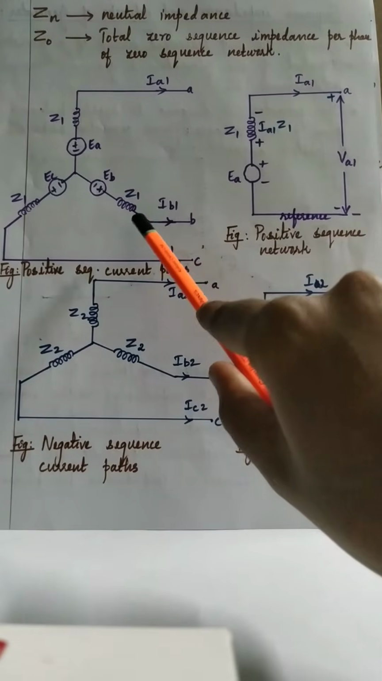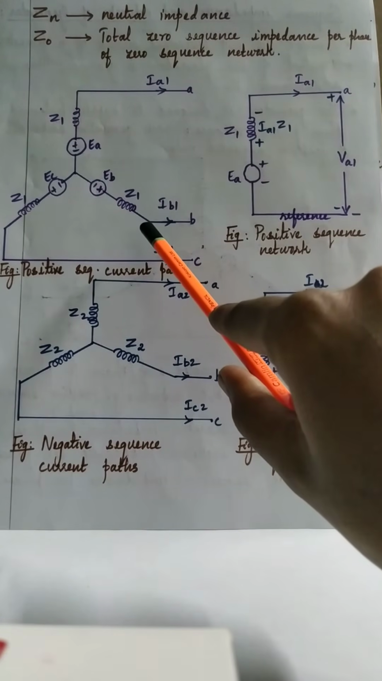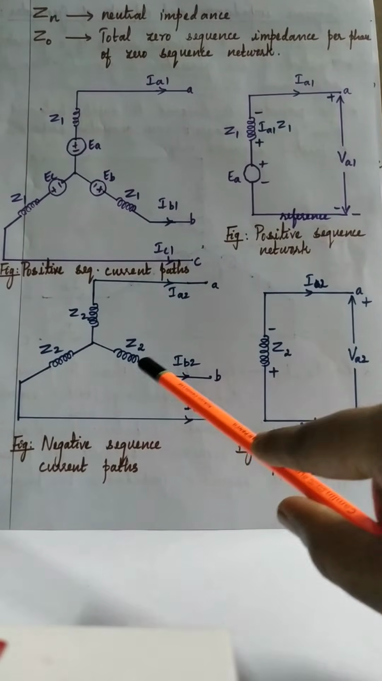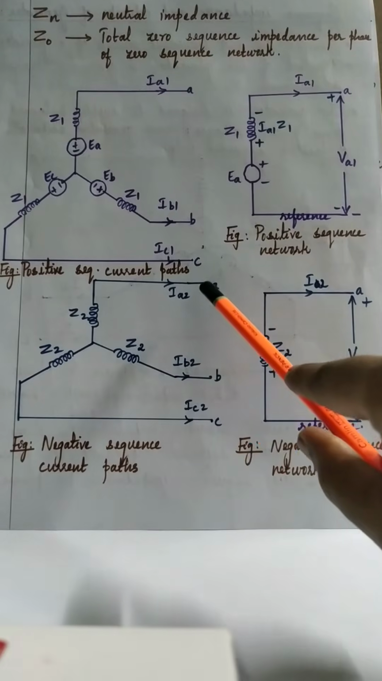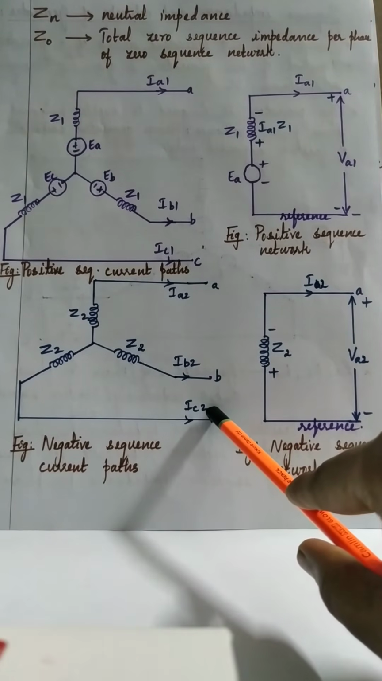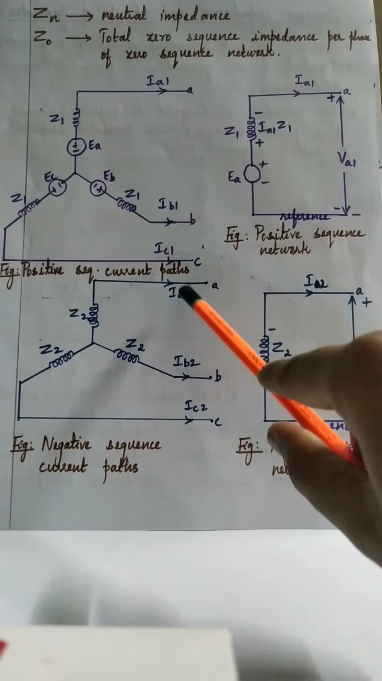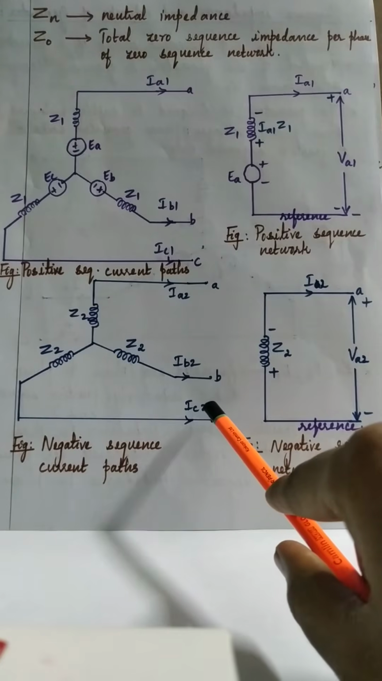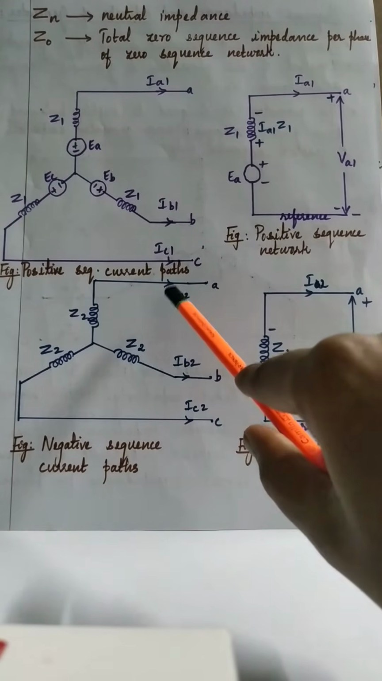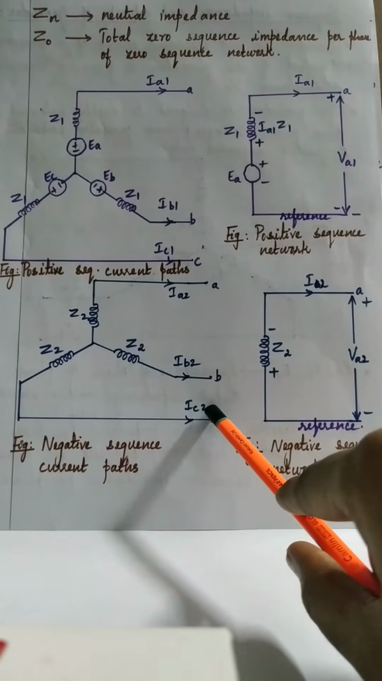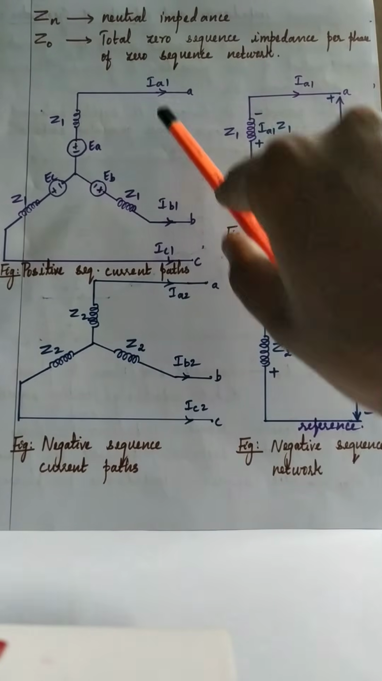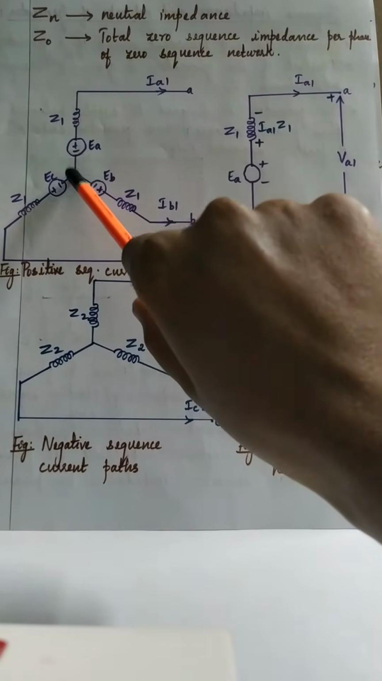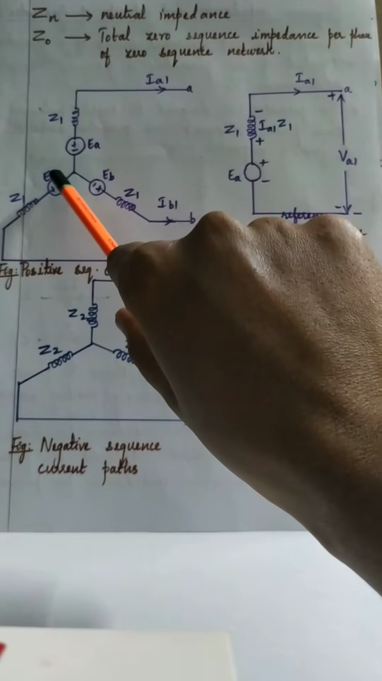What are positive sequence components? IA1, IB1, IC1. They mutually differ by 120 degrees. Even in the case of negative sequence components, IA2, IB2 and IC2, these three will differ mutually from each other by 120 degrees. So when you add IA2 plus IB2 plus IC2, you will get 0. In the same way, when you add IA1 plus IB1 plus IC1, it will also be equal to 0. So the current through the neutral wire will be nil.